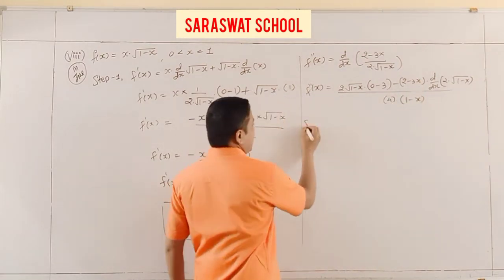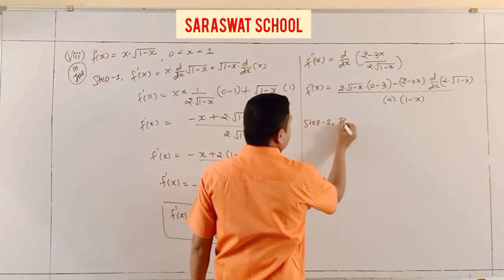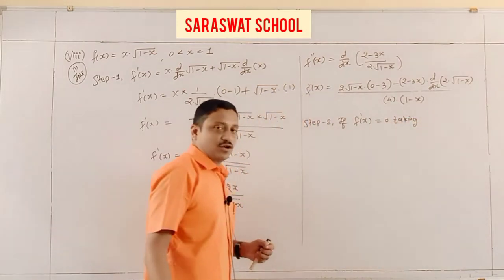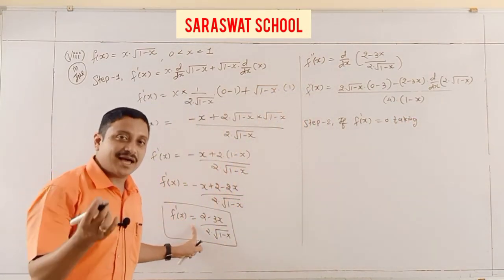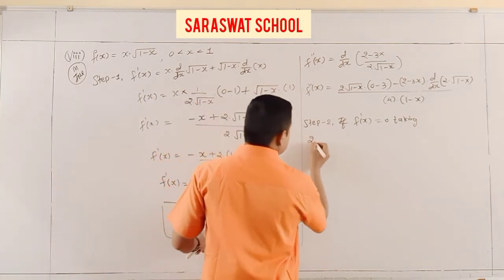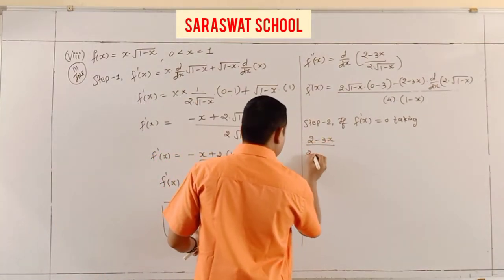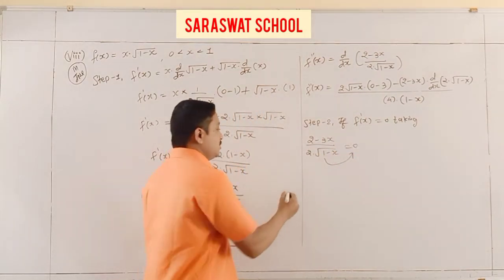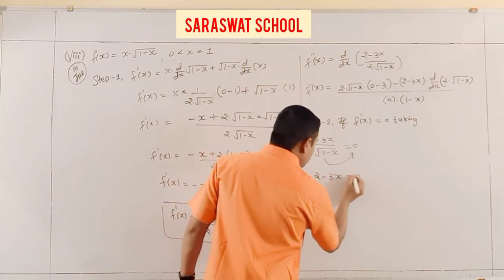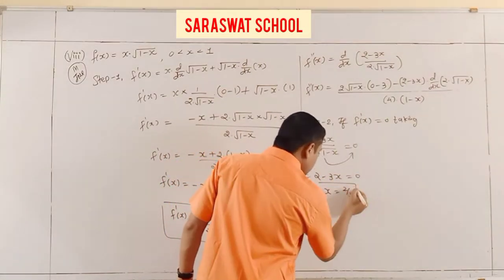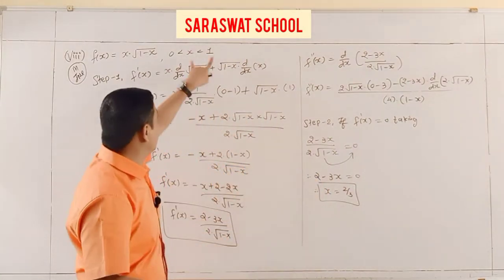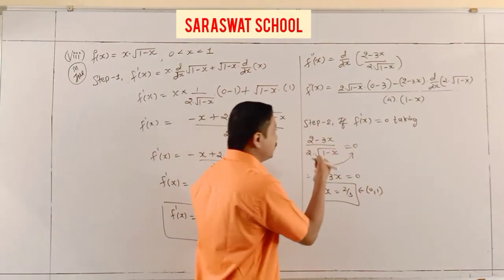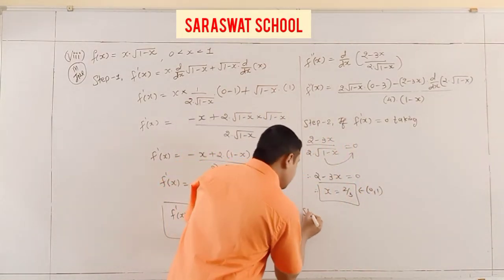So step 2: if f dash x equal to 0 taking, students, this is known as a formality for step 2. This first derivative I just take as 0. So 2 minus 3x by 2 under root 1 minus x is 0. The denominator totally cancels with 0. You have only 2 minus 3x equal to 0. So what is x? 2/3. And check whether this 2/3 belongs to the range. Yes, this belongs in the interval. And here your step 2 is done. Now continue with step 3.